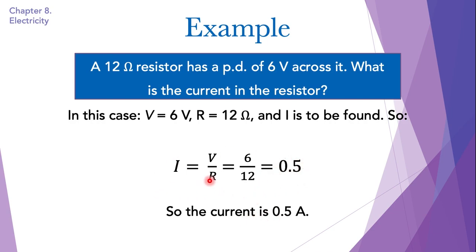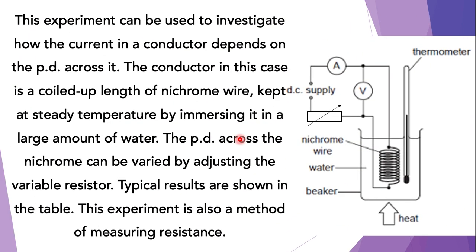So this is how we use this equation to find out different values like the current, the potential difference, and the resistance. So now let's see how current varies with potential difference for a metal conductor. This experiment can be used to investigate how the current in a conductor depends on the potential difference across it. So the conductor in this case is the coiled up length of nichrome wire. This is the nichrome wire. This nichrome wire is kept at a steady temperature by immersing it in a large amount of water. So the potential difference across the nichrome can be varied by adjusting the variable resistor here.